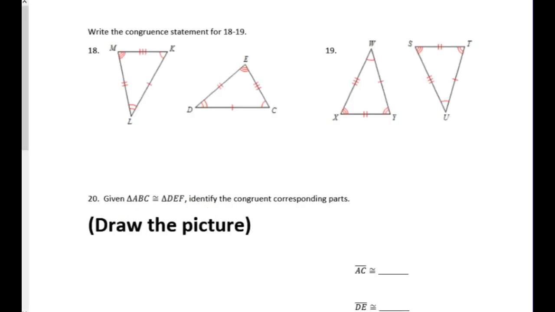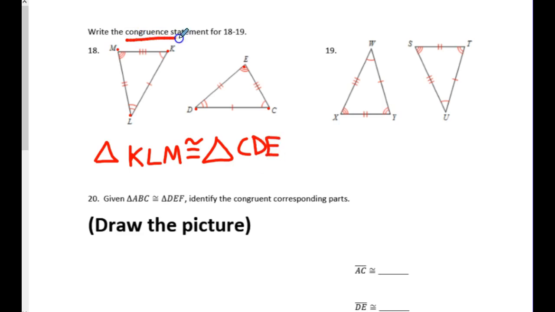Alright, next one, 18. Write the congruent statement for 18 and 19. So the congruent statement is going to go like this. Triangle what? So I'm going to go 1, 2, 3 on the arcs. So arc 1, 2 arcs, and then 3 arcs. So that's going to be KLM is congruent to triangle, and then the same order, 1 arc, 2 arcs, 3 arcs, CDE. That's it. Make sure, since it's a congruence statement, you use the congruent equal sign with the squiggle, not just the squiggle.